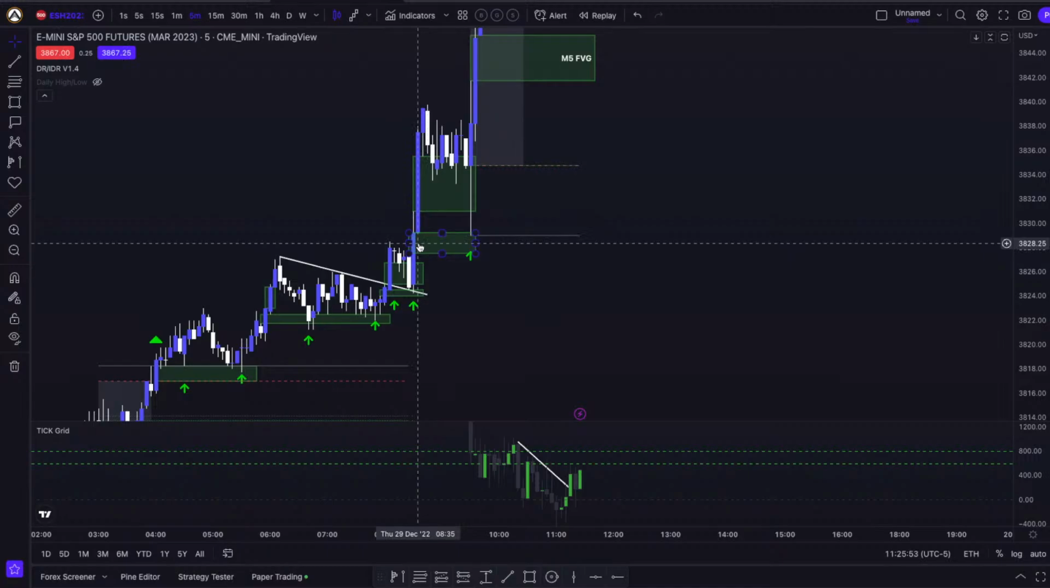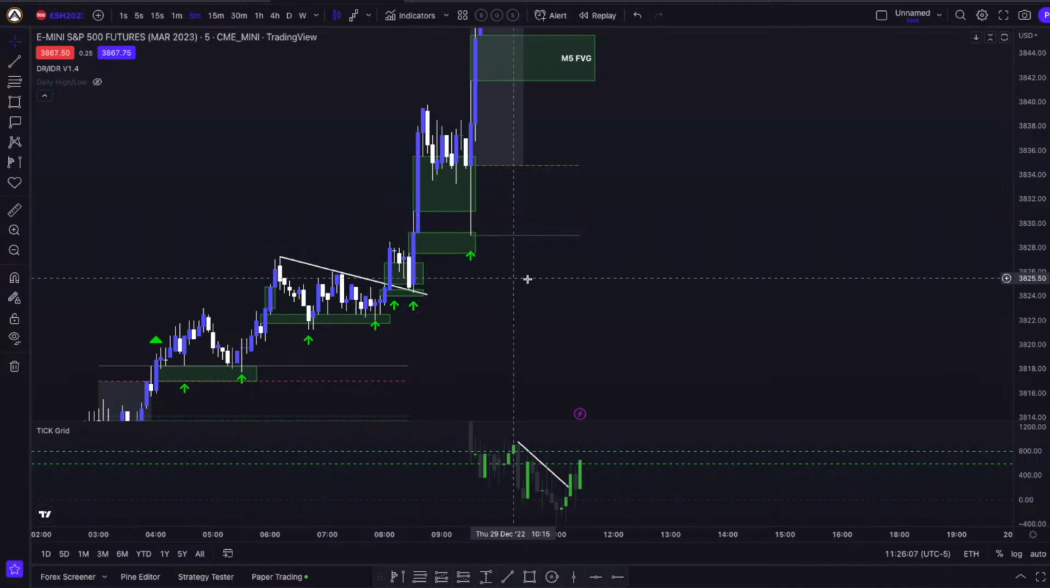Is there any way to judge which fair value gap can be filled immediately by looking at volume or any other momentum indicators? I don't really think so that there's a very accurate way to actually say which fair value gap is going to be filled.